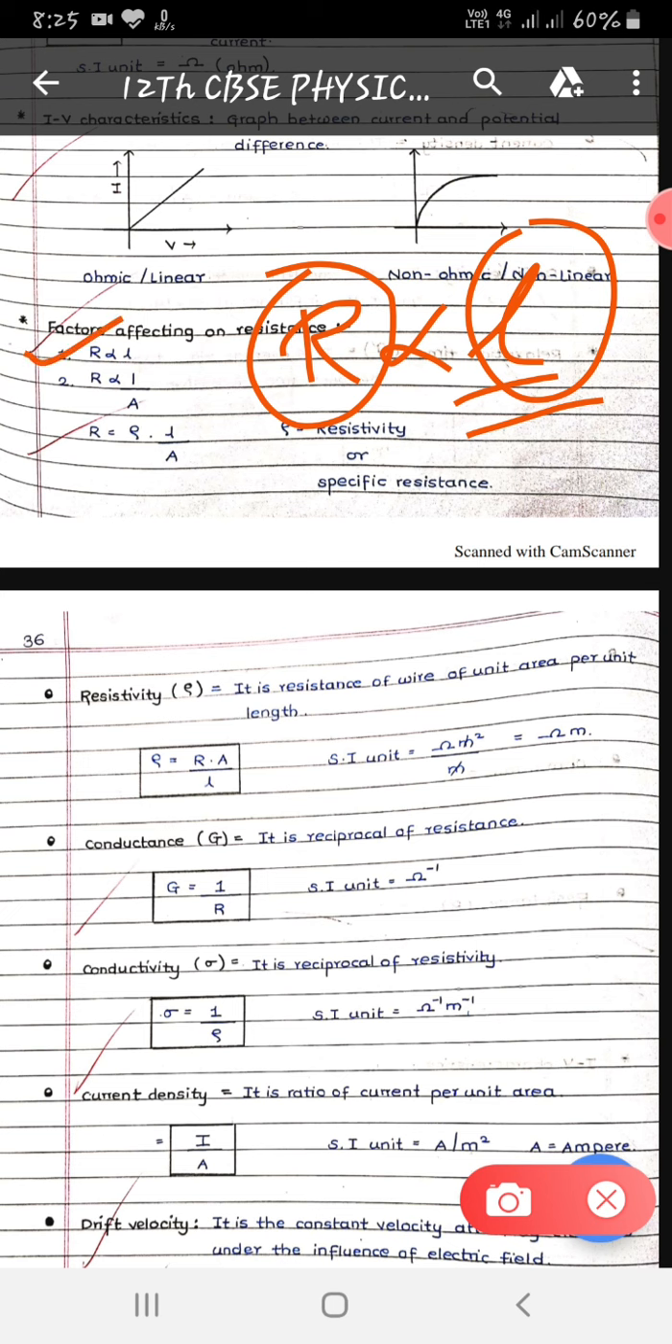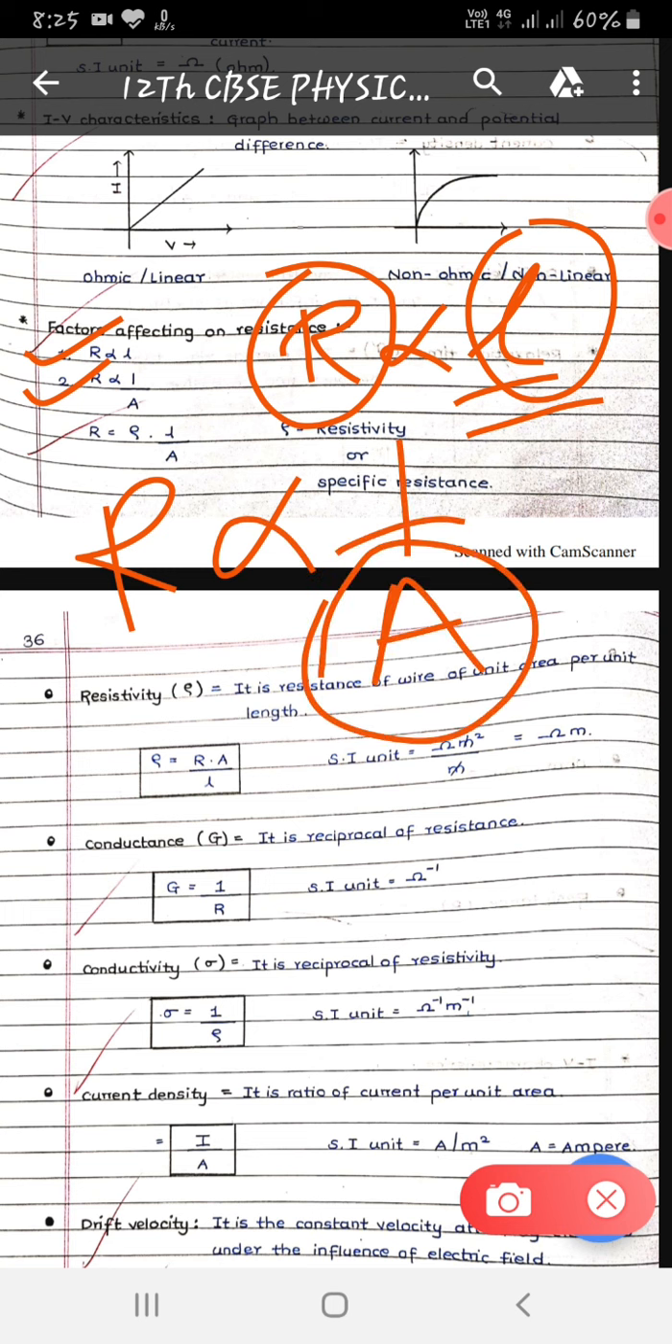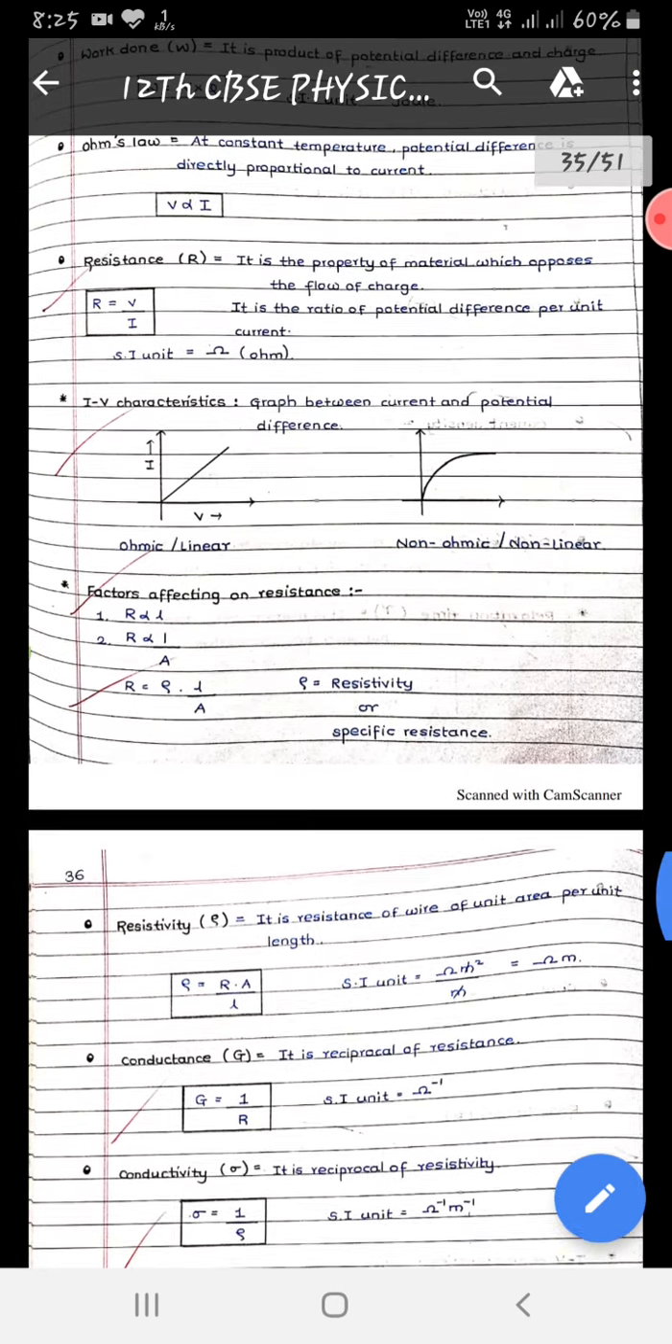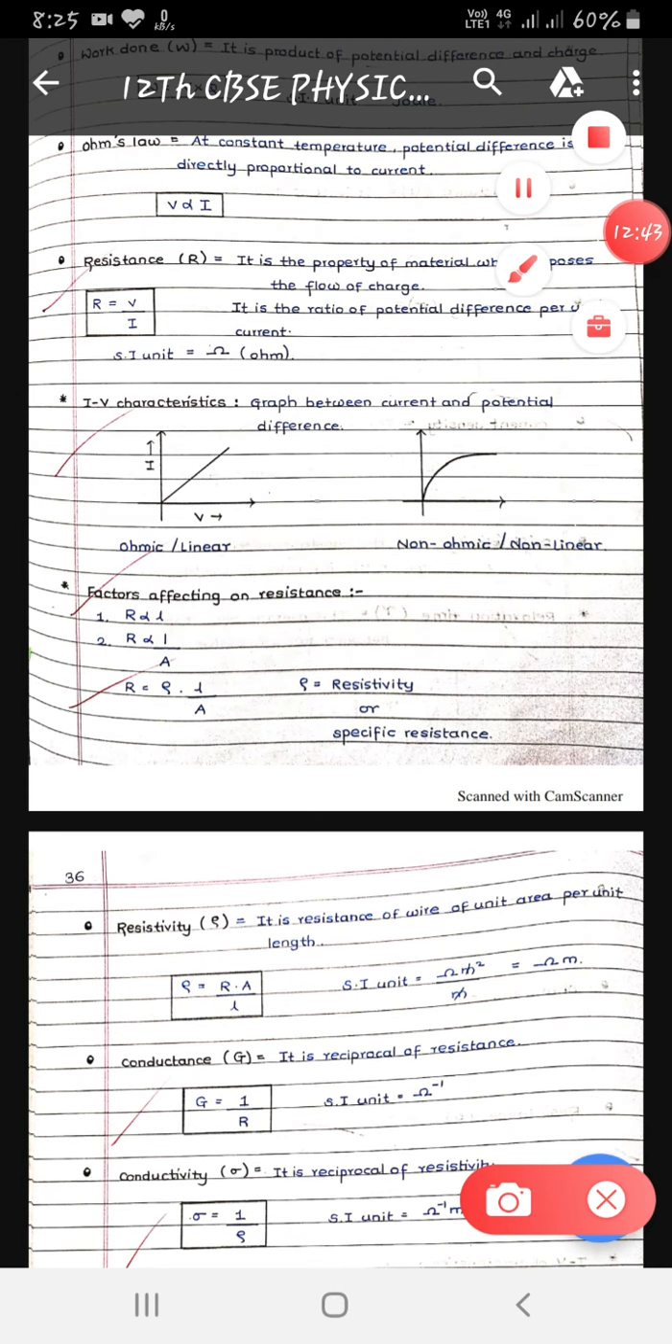So that is the first point. The second point: resistance is inversely proportional to area. How do we explain this? My dear student, if you increase the area, more thickness of the conductor gives more free electrons, and more free electrons give more current. And we know that if you increase the current, resistance will decrease. We have already seen in Ohm's law, if you increase the current, resistance will decrease. So this is all about the second point.